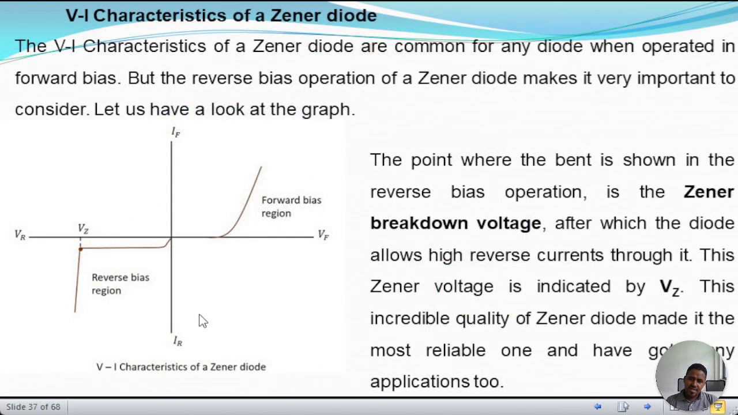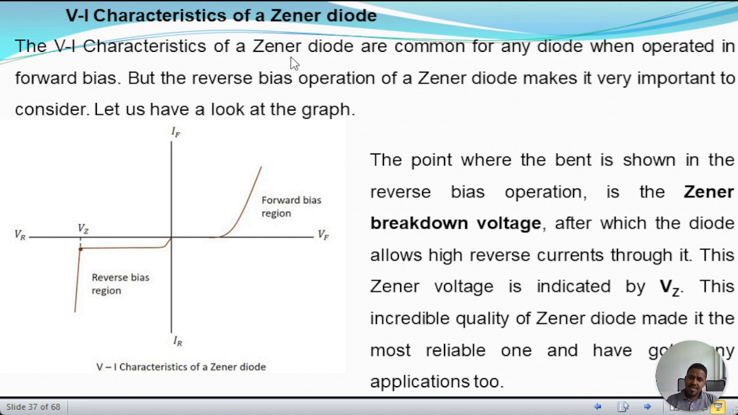When you see the characteristics of a Zener diode, as you remember from diode characteristics, in the reverse direction it's an open circuit. When the reverse voltage is exceeded, the diode becomes damaged. That you learned in the diode characteristics. But the Zener diode is the opposite. When the Zener voltage is exceeded, the Zener conducts and the current increases.